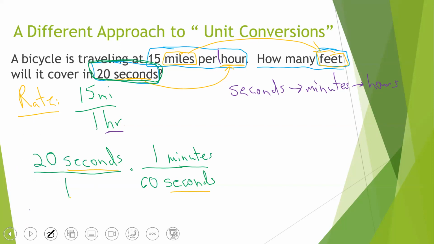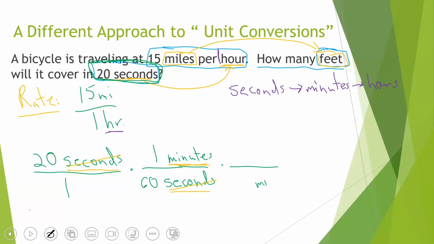And then we can cancel out the seconds in the numerator up here with the seconds in the denominator down here. And now we're in units of minutes. Then we can continue this process to convert the minutes into hours by again multiplying by another rate.